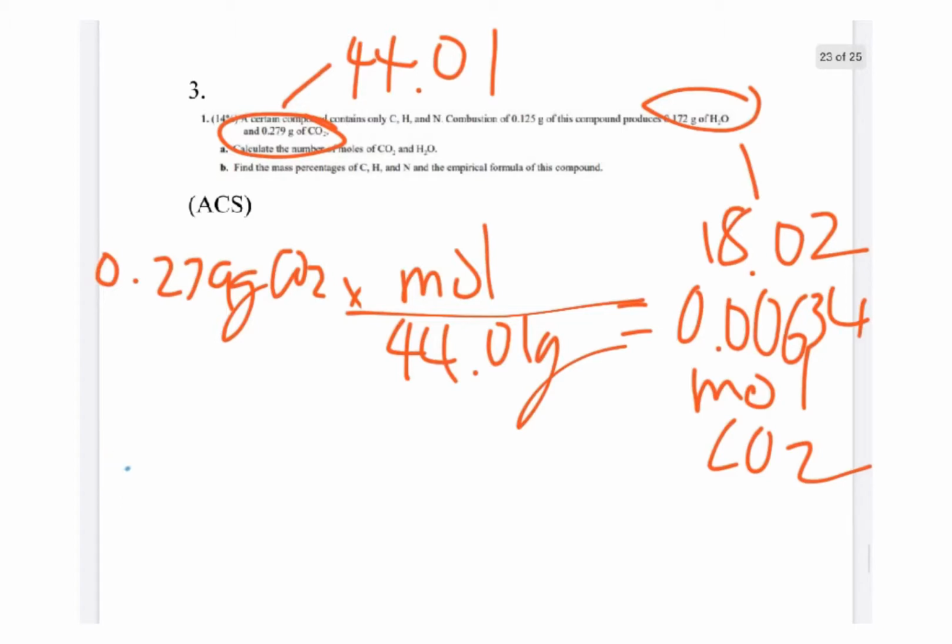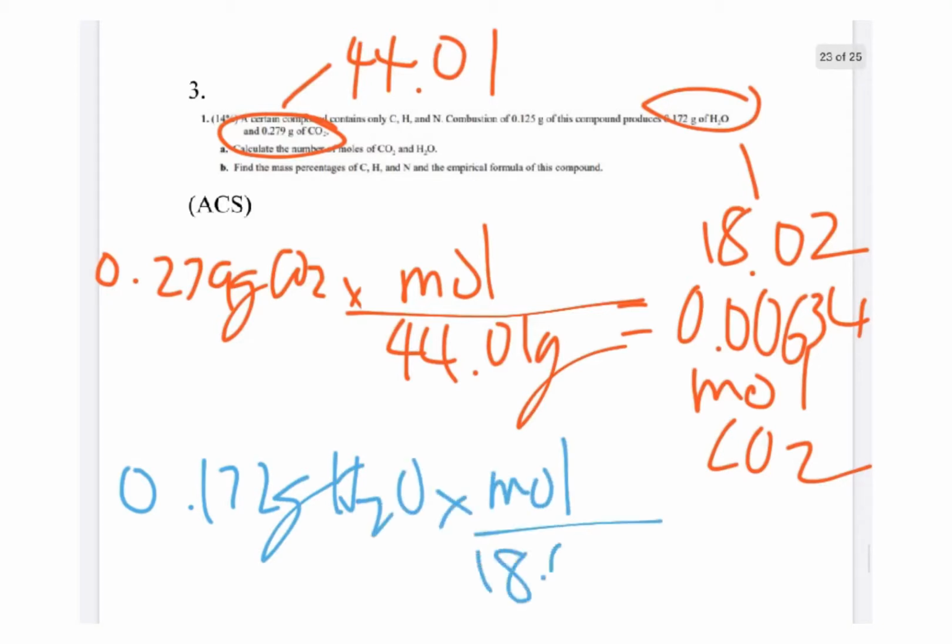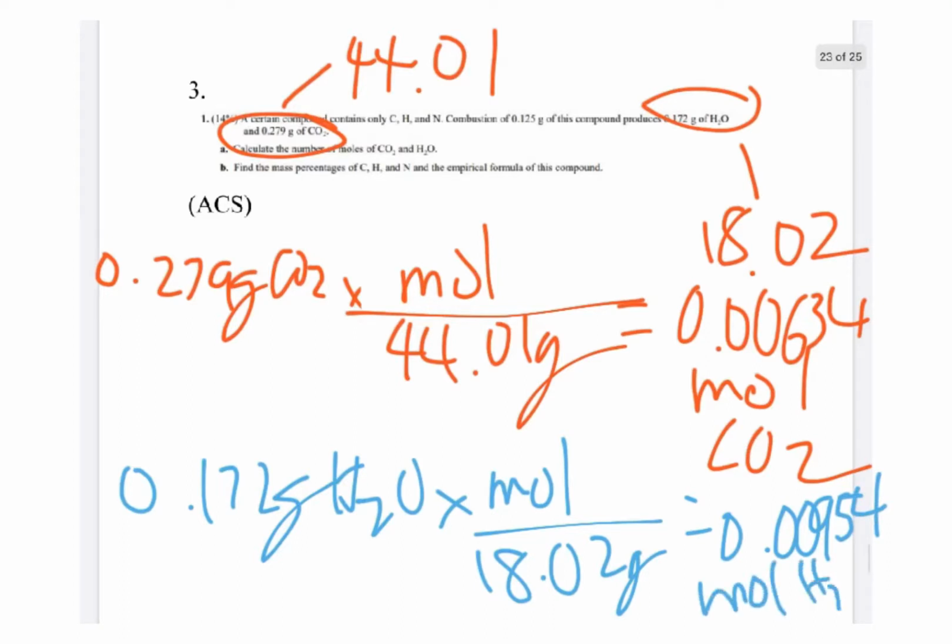Now let's do that for water. Now let's use blue for this. 0.172 grams of water times a mole of water has 18.02 grams, and we get a fantastic result of, well, I don't know, let's find out. 0.00954 moles of water. Note how there are 3 sig figs. So that's our answer for A. Not that bad.